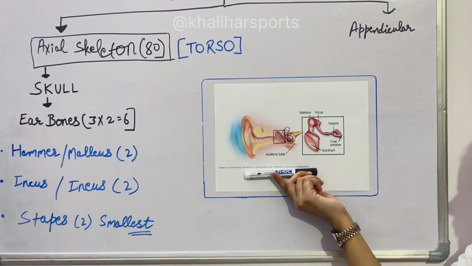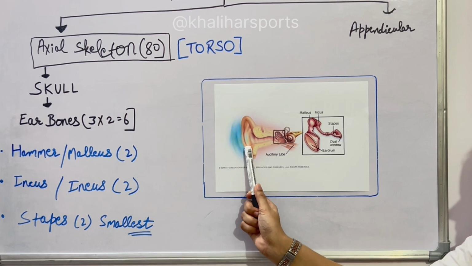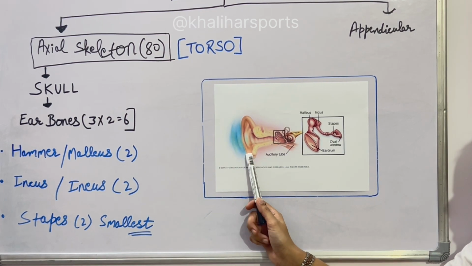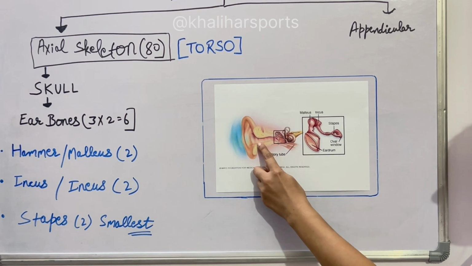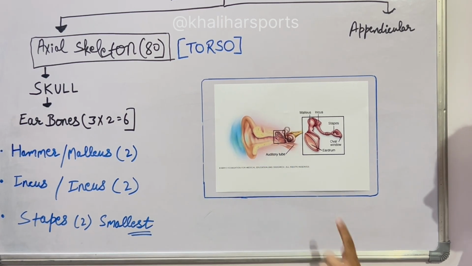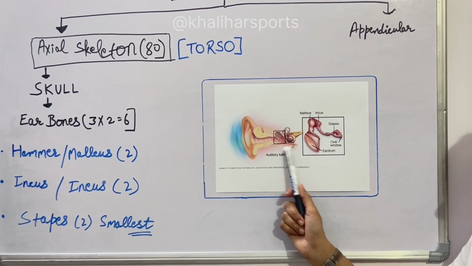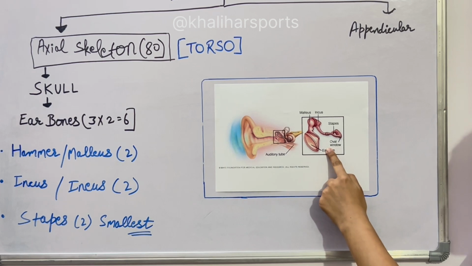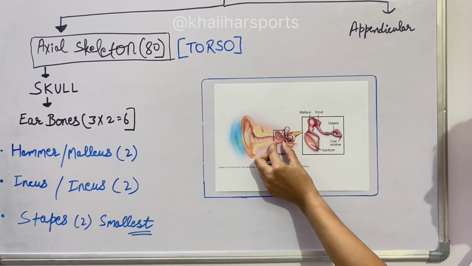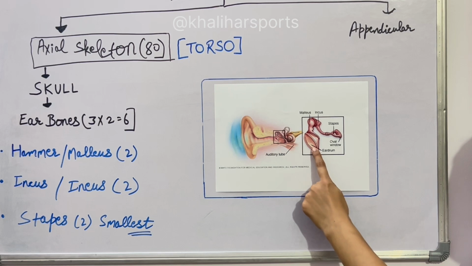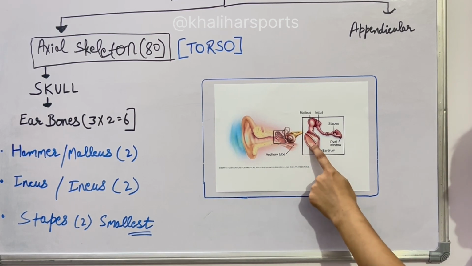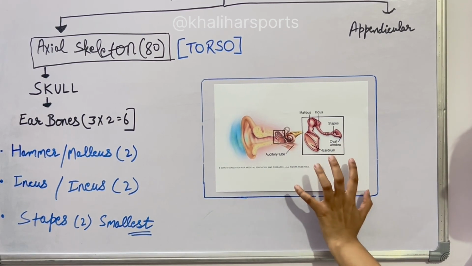Now this is the diagram of our ear. This is the outer ear. Our outer ear is completely made of cartilage and this is the ear canal. After this the middle ear starts, and this is zoomed in here. This is the eardrum, which we also call कान का पर्दा. And after this our bones start.